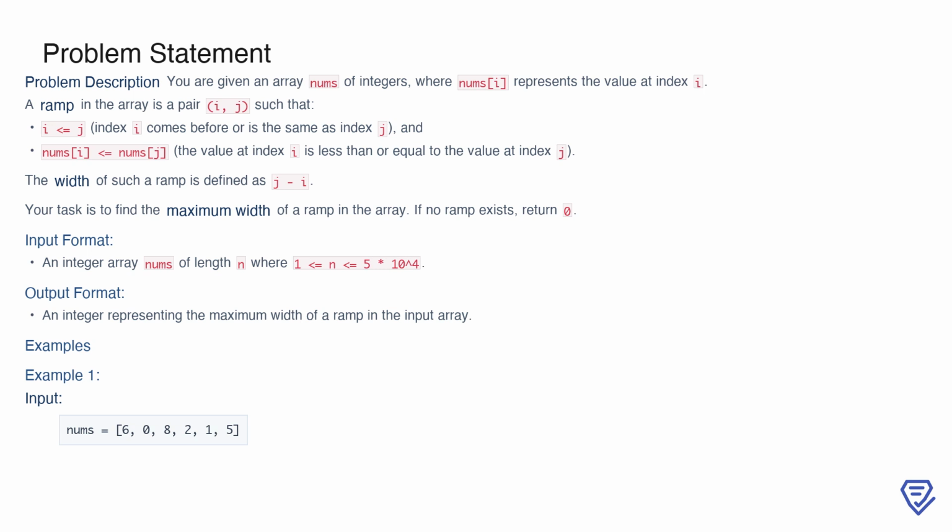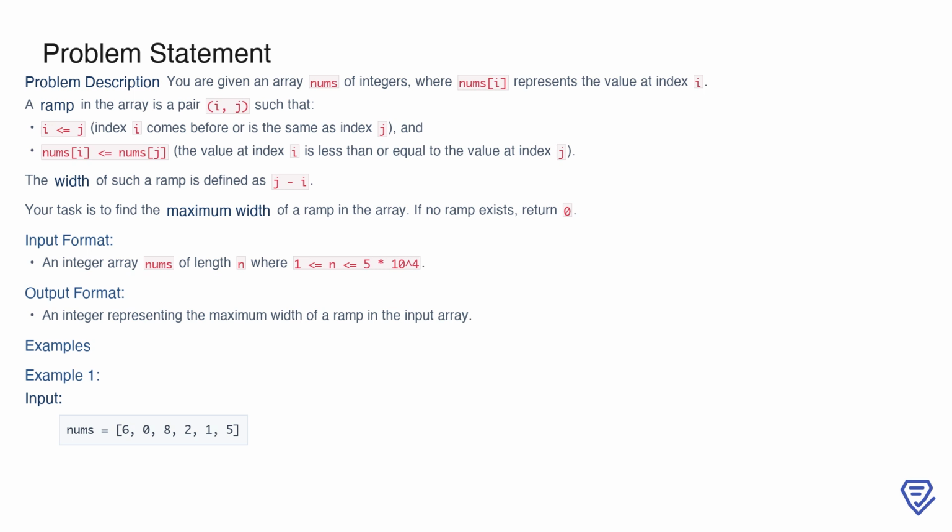Welcome! In this session, we'll be tackling an exciting problem, problem number 962, maximum width ramp. Together, we'll explore the core concepts, analyze the problem, and discuss effective approaches to solve it. Let's dive in. In this problem, you are given an integer array called nums.